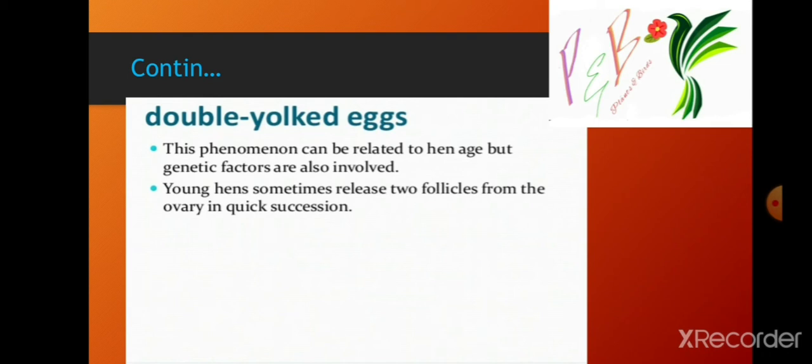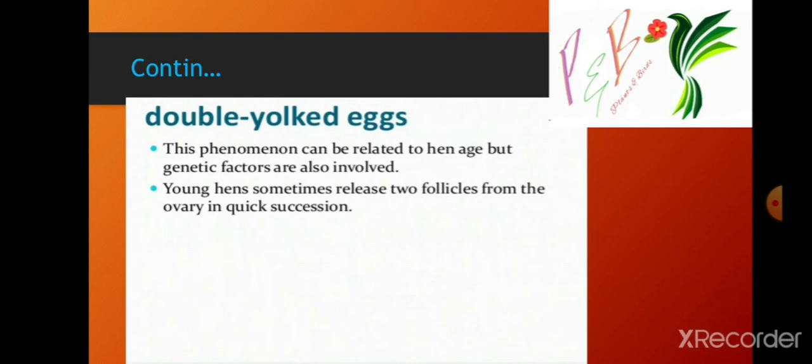That is one. Young hens sometimes release two follicles. Sorry, I am mistaken here. Young hens sometimes release two follicles from the ovaries in quick succession, and so in young hens only the double yolk will work. After aging, if it does not occur, one second, I will explain. See, the double yolk egg is a phenomenon that is related to the hen.